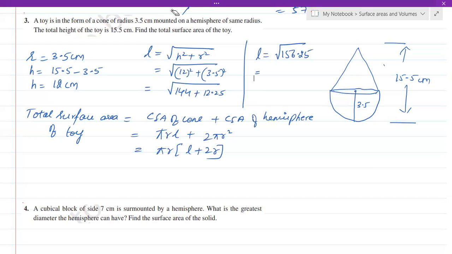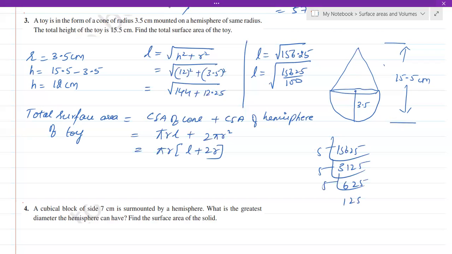So in the next line, L is equal to square root of 156.25. Here what we can do is convert it into fraction. It will become square root of 15625 divided by 100. Find the square root of 15625 by prime factorization method. I hope you guys know it. Or let me do it and show you. 5 3s are 15, 5 1s are 5, 5 2s are 10, 5 5s are 25, 5 6s are 30, 5 2s are 10, 5 5s are 25. Again, 5 1s are 5, 5 2s are 10, 5 5s are 25, 5s are 5, 1s are.